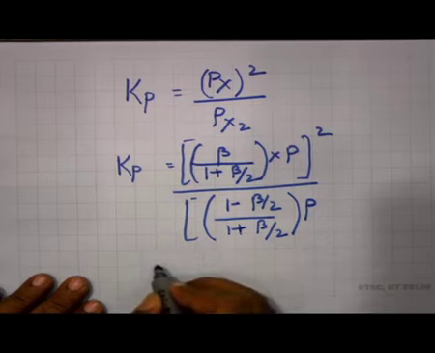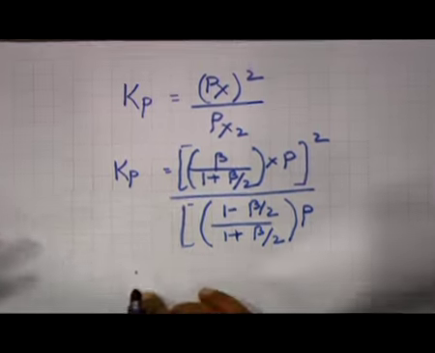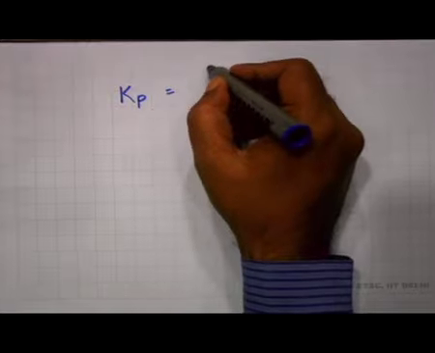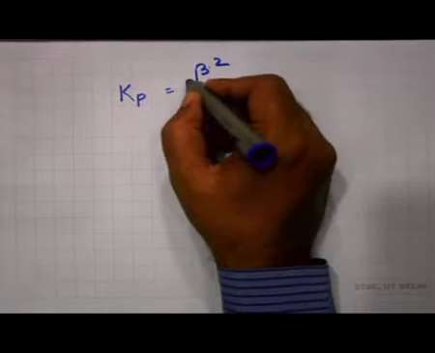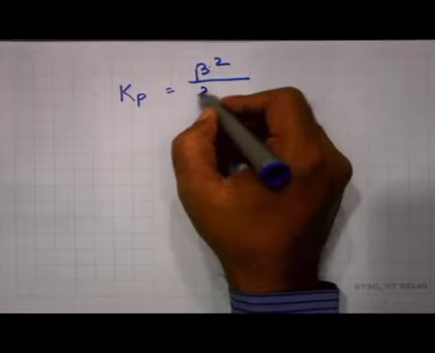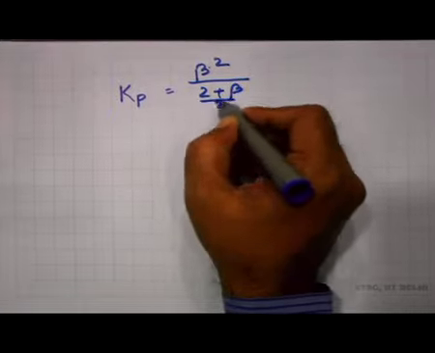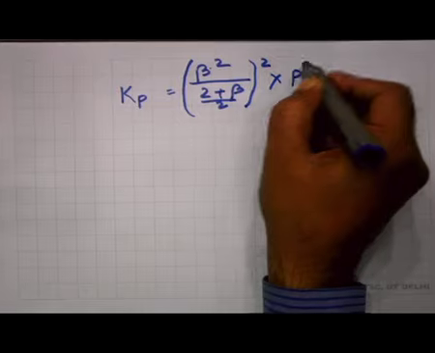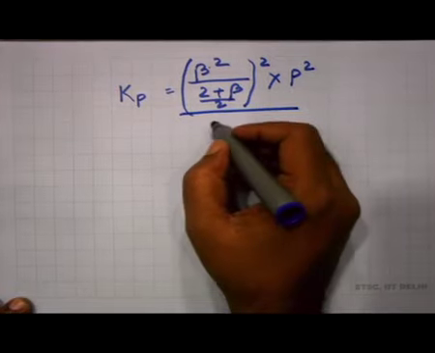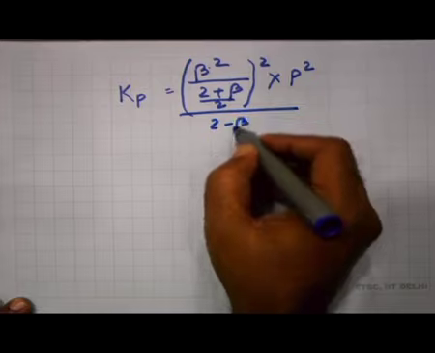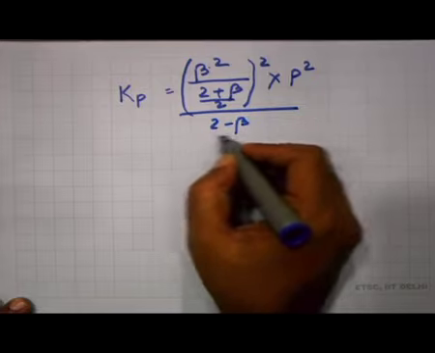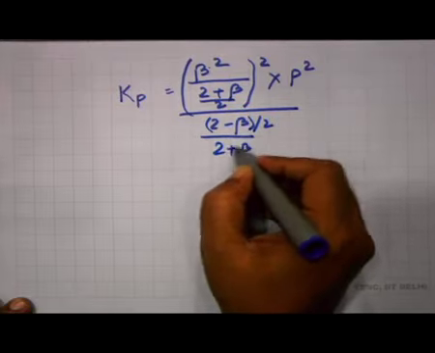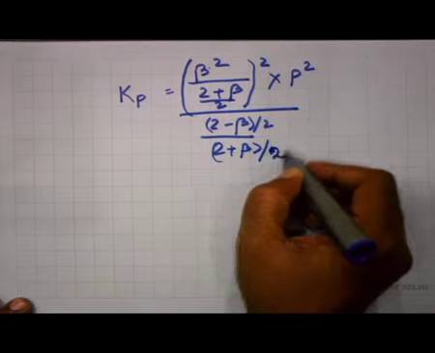So, this is equal to Kp is equal to your beta squared by 2 plus beta by 2 squared into P squared, divided by your 2 minus beta, and 2 minus beta divided by 2, 2 plus beta divided by 2 into P.